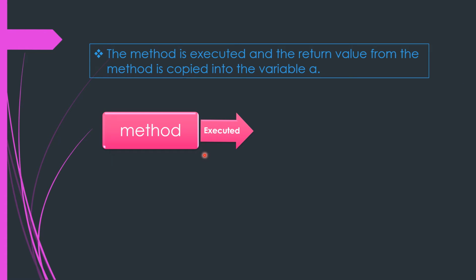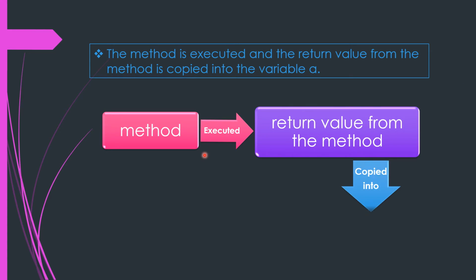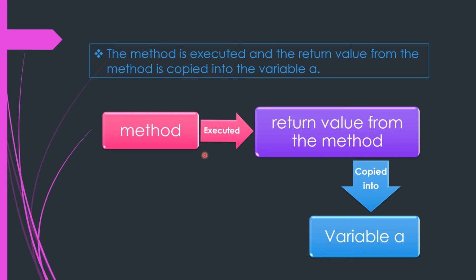Now, when the method is executed, the return value from the method is copied into variable A. Basically, till now we have provided arguments, and arguments are the values which will be copied into the parameters. So, when we execute this method, a value will be returned as a result. This value is called the return value. This return value from the method will be copied into variable A. Why? Because this A is basically denoting the rectangle area.